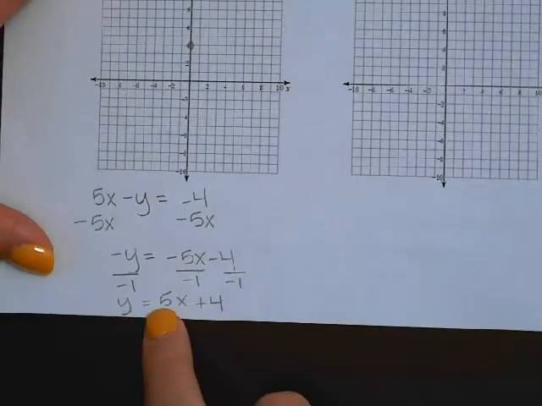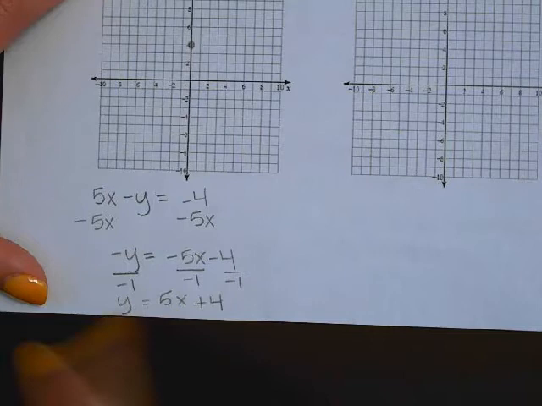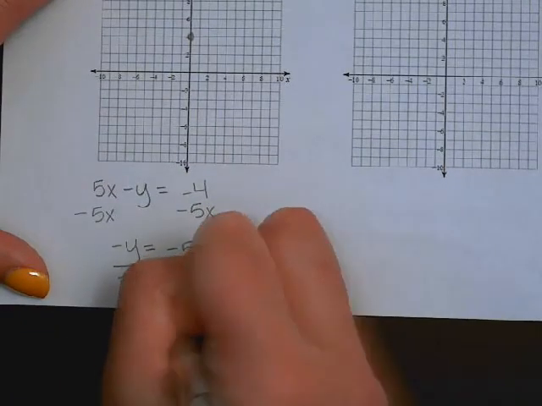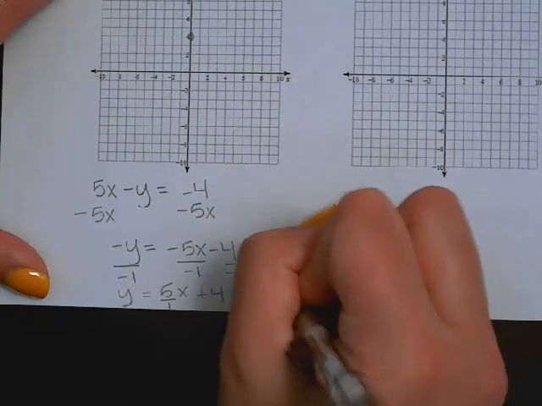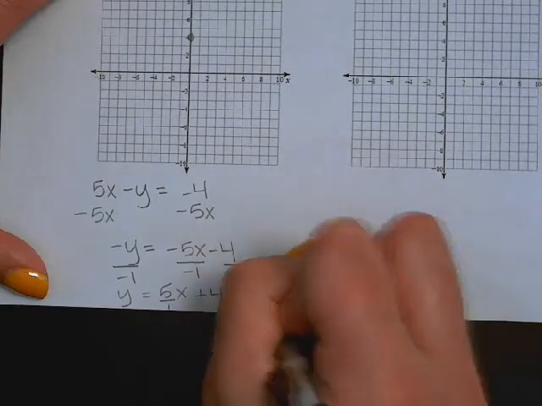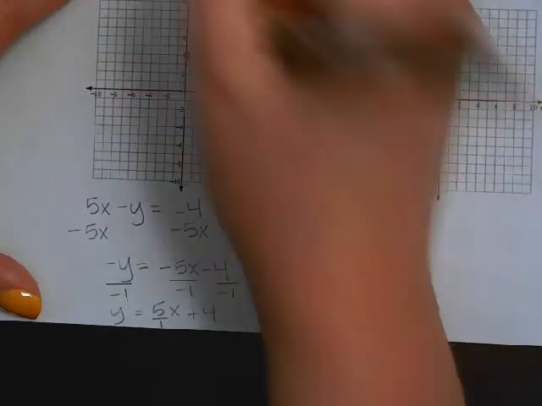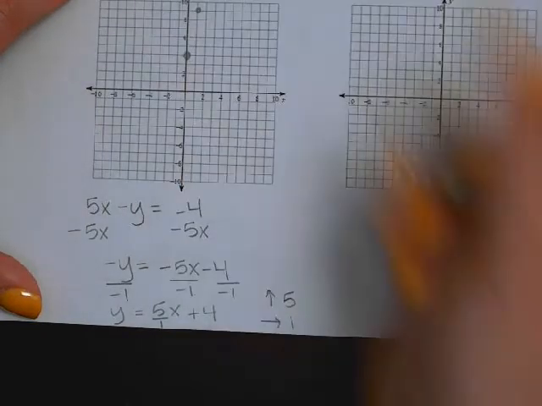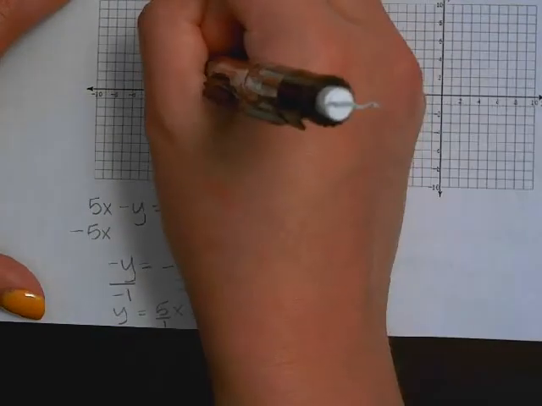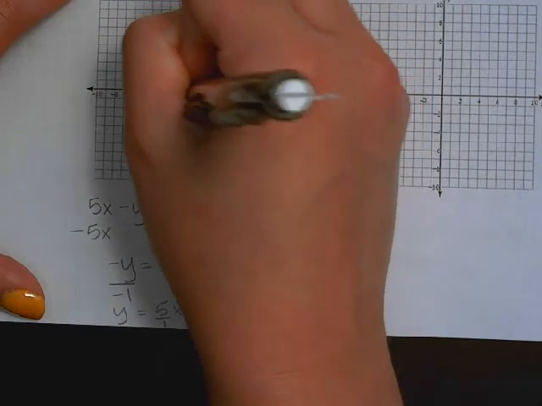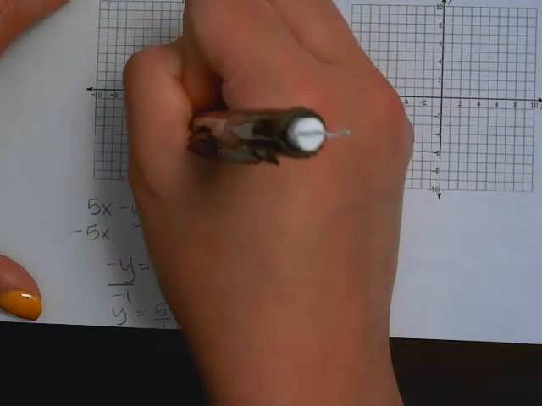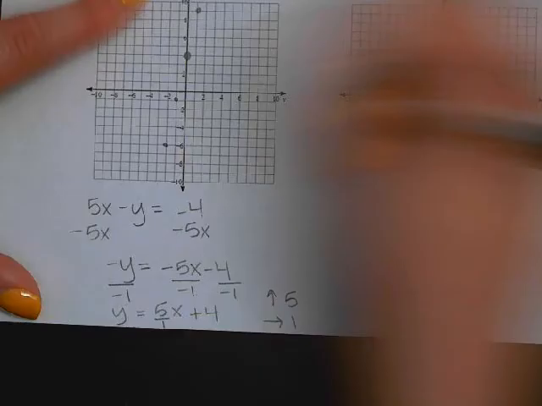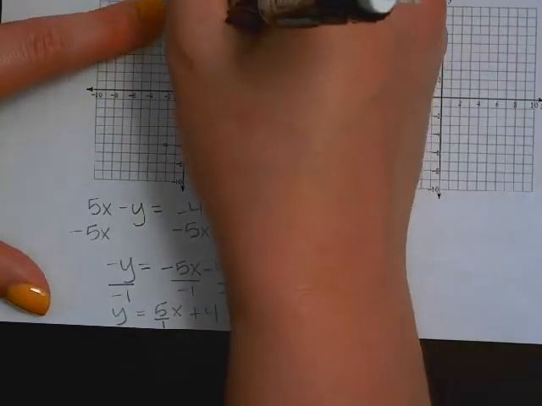And if I want to write this number like a fraction so I can do my rise over run, I'll put it over 1. So that means I'm going to go up 5 and to the right 1. So 1, 2, 3, 4, 5 over 1. And then I'll do the opposite. 1, 2, 3, 4, 5, 1. And there is my equation.